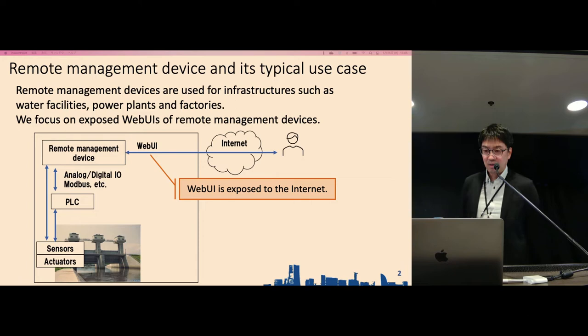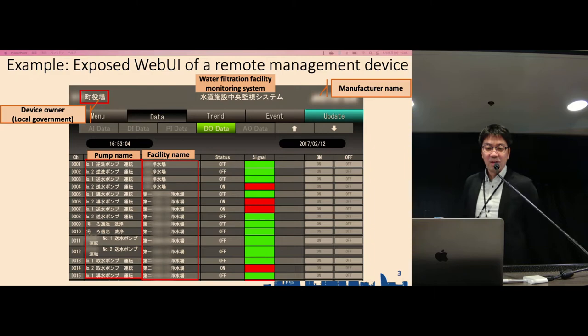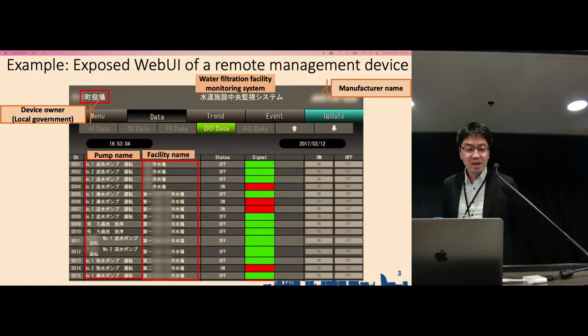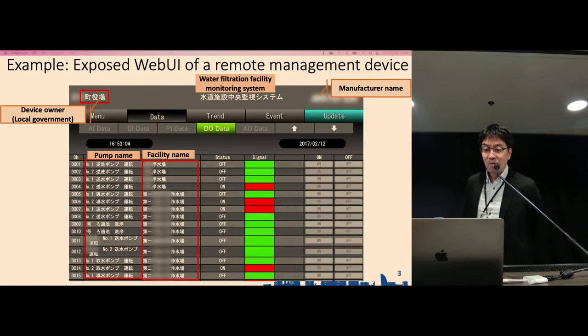This is an example of the exposed web UI of a remote management device. You can see the device owner. In this case, it is a local government. Also, we can see the manufacturer name, the pump name, the facility name, the device status, and the on-off button of the device.